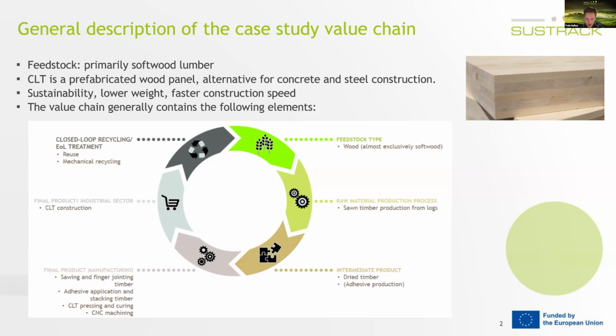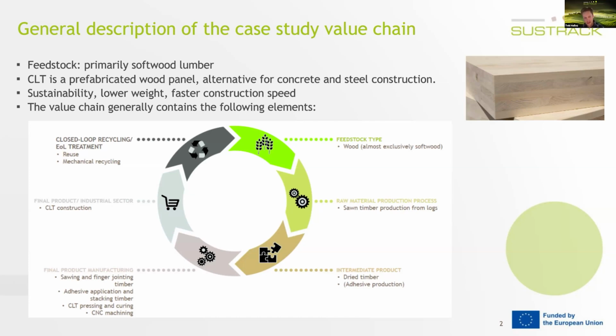Some of the building blocks of CLT are the dry timber, because of course it does need to be dried, and adhesives. So most CLT today is still produced with adhesives. And these are the building blocks, let's say, for the final product, which consists of, very quickly, the manufacturing steps, which is like sawing and turning the timber into the desired length, gets pressed into a panel, and then it gets made to order, let's say, or the CNC machining.